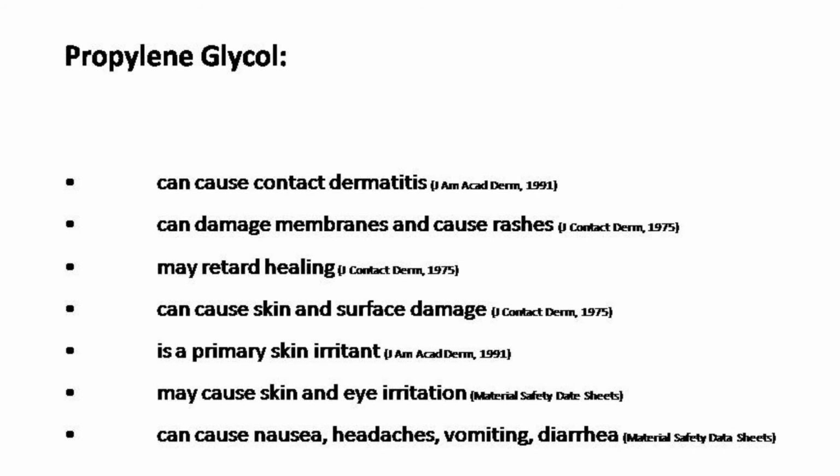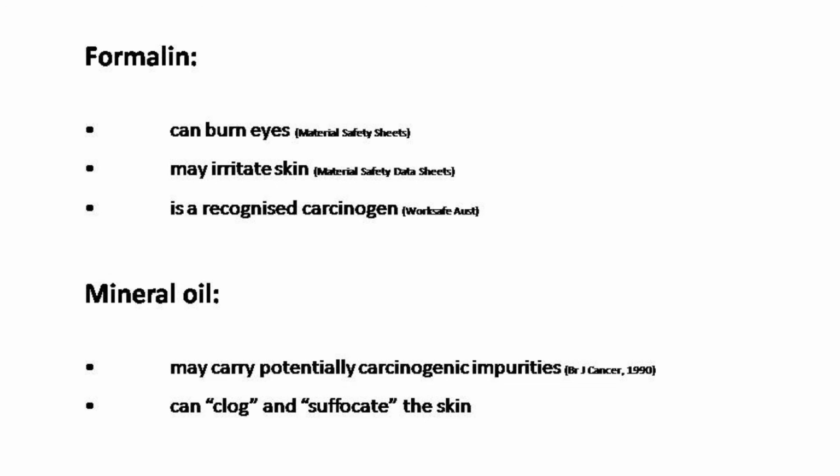Let's look at formalin or formaldehyde. It can hurt or burn the eyes. It can irritate the skin. And it's a recognised carcinogen. Why would you put a recognised carcinogen in your hair care products? Let's look at mineral oil. Mineral oil can have potentially carcinogenic impurities included in it, and it can clog or suffocate the skin. So why would you put mineral oil in your skincare products?